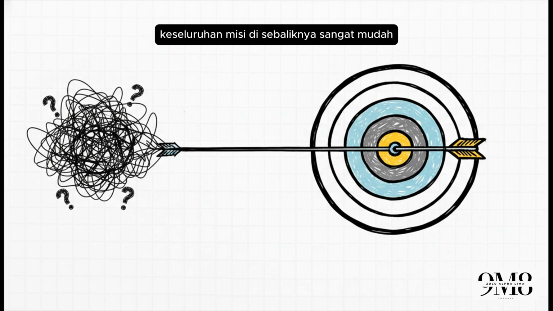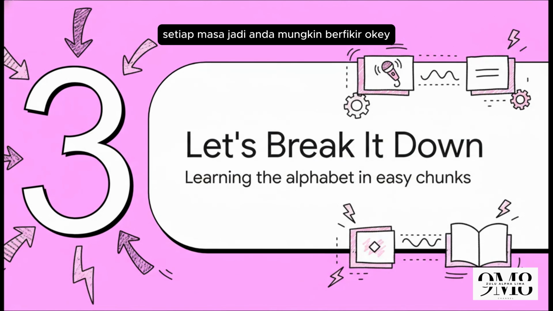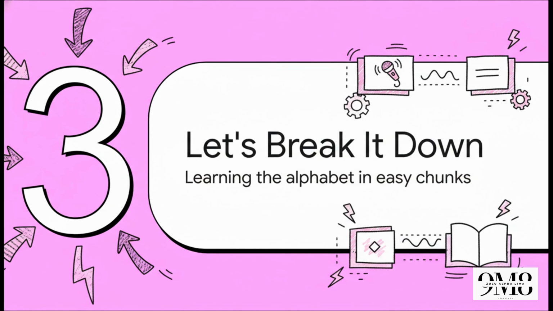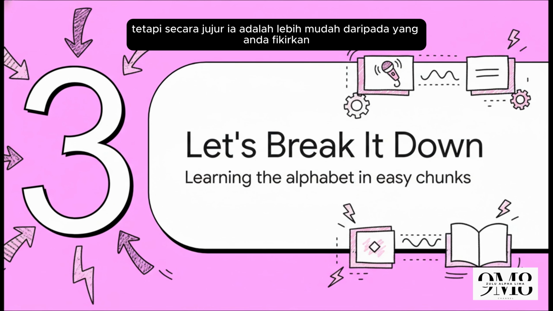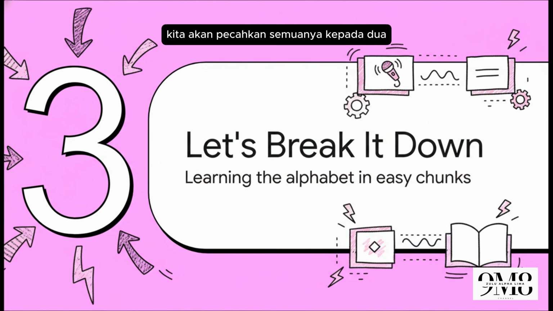The whole mission behind it is so simple and so powerful: to achieve zero ambiguity. To make absolutely sure that when you say a letter, it is understood correctly on the very first try, every single time. So you're probably thinking, okay, great, another thing to memorize. But honestly, it is so much easier than you might think. We're going to break it all down into two really simple parts.